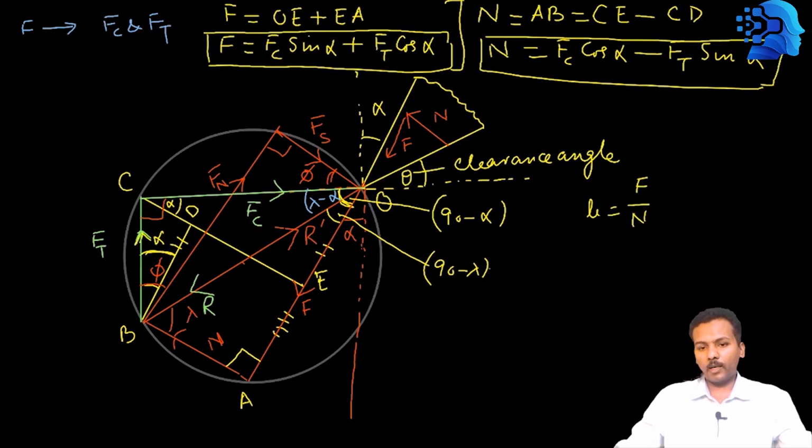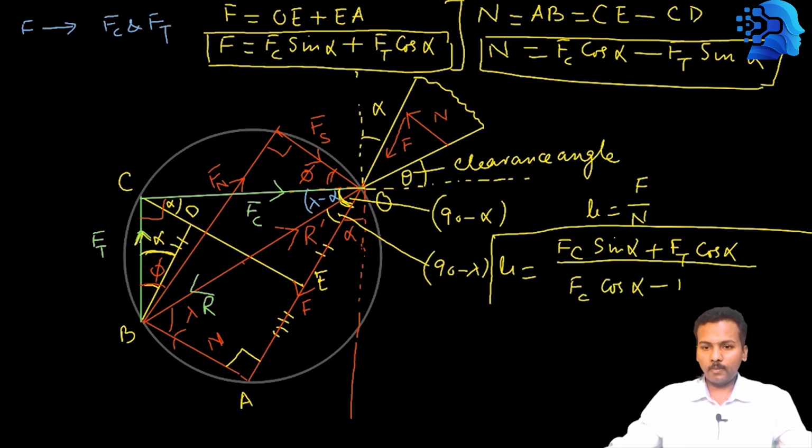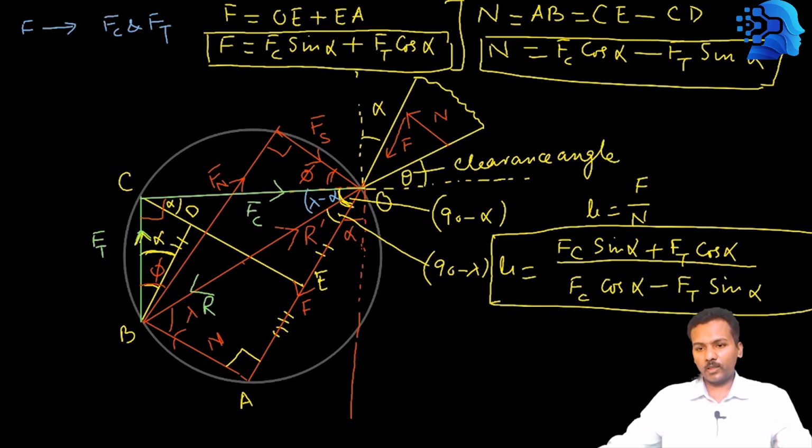Mu equal to F upon N. So it can be written as Mu equal to Fc sin alpha plus Ft cos alpha upon Fc cos alpha minus Ft sin alpha. This is the coefficient of friction.